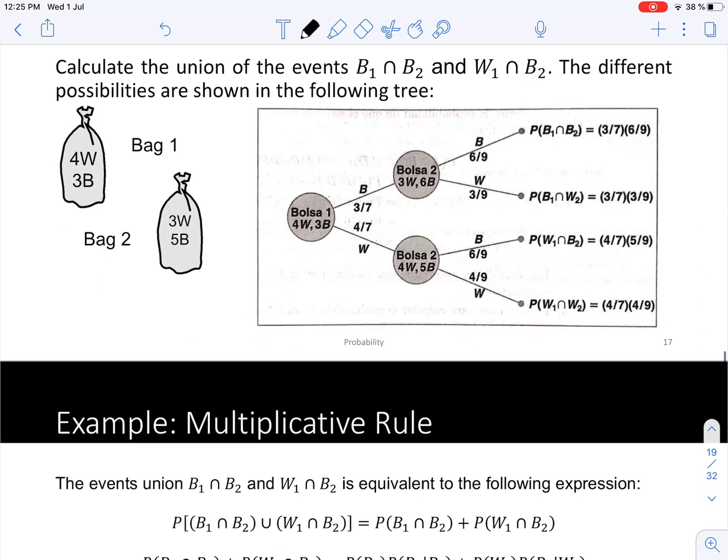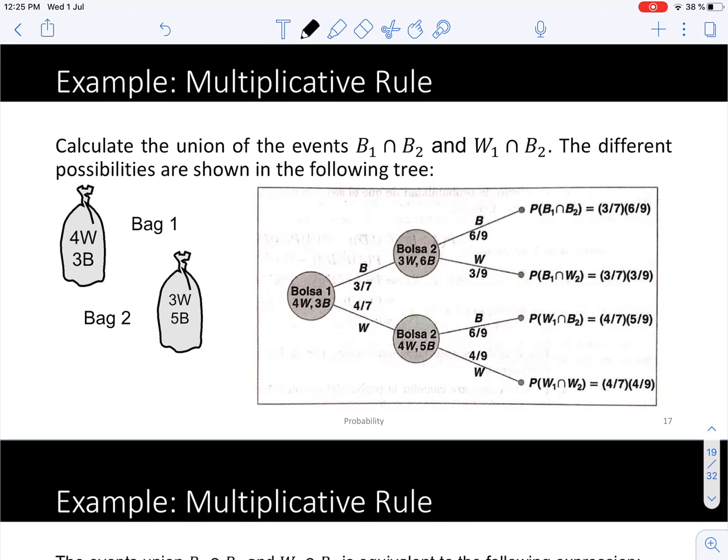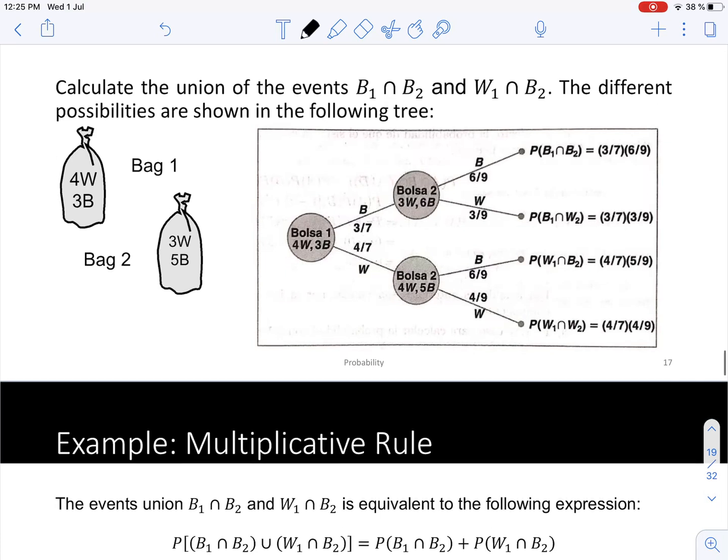Here you have the same problem, but with a different representation. So you have both bags, and then you know all the expressions that we used in the previous explanation.